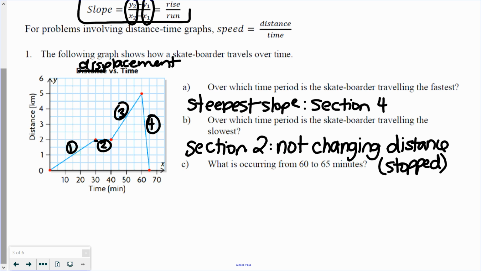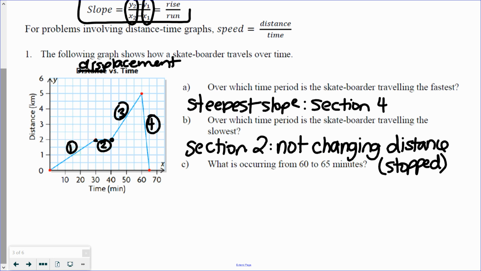It's at 2 kilometers at 30 minutes, and then it's at 2 kilometers at 40 minutes. So they took a little 10-minute break to hang out for a bit, and they didn't change their distance at all. So it was actually stopped. That's when they're traveling the slowest. They're not even moving, actually.